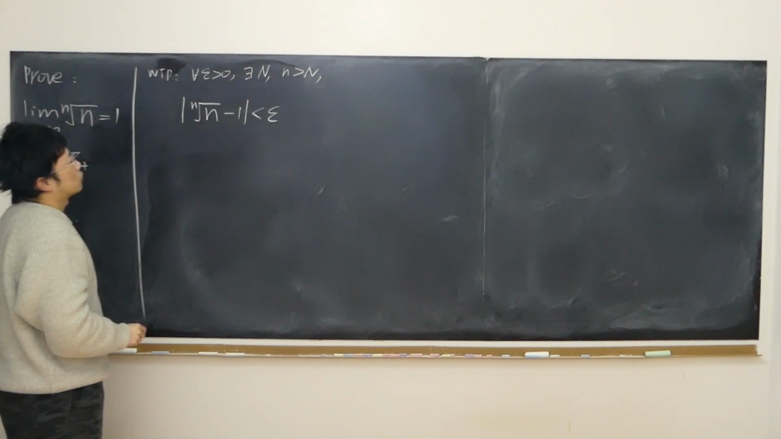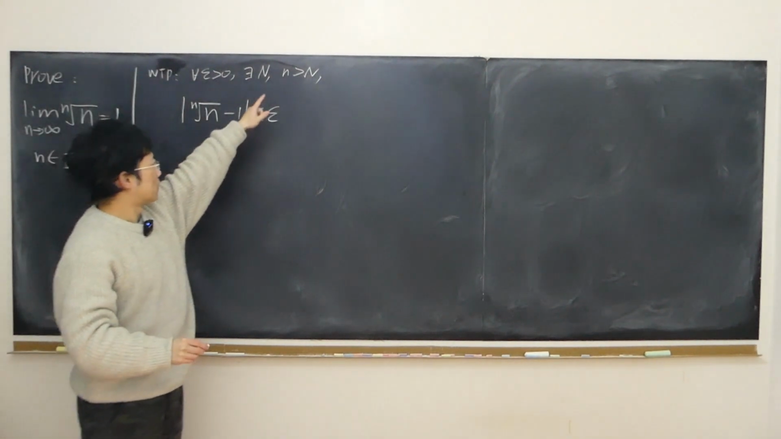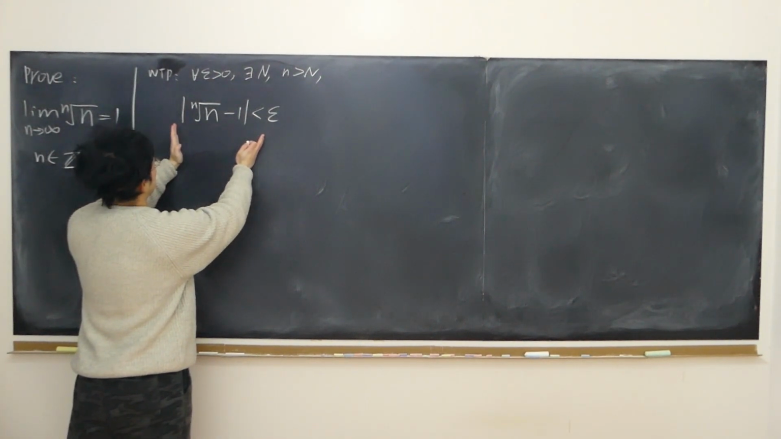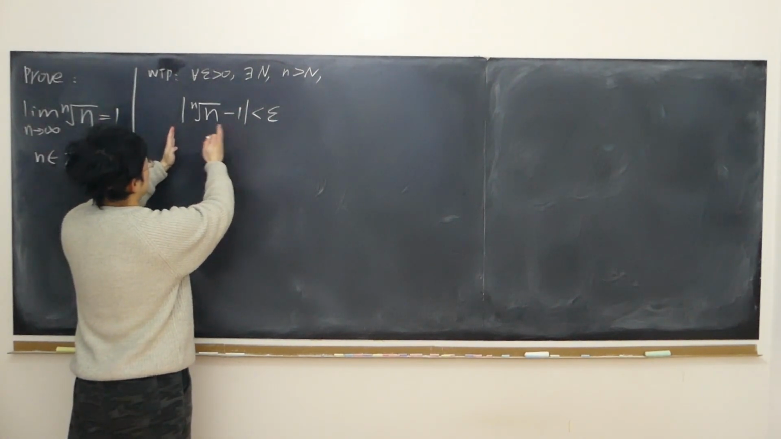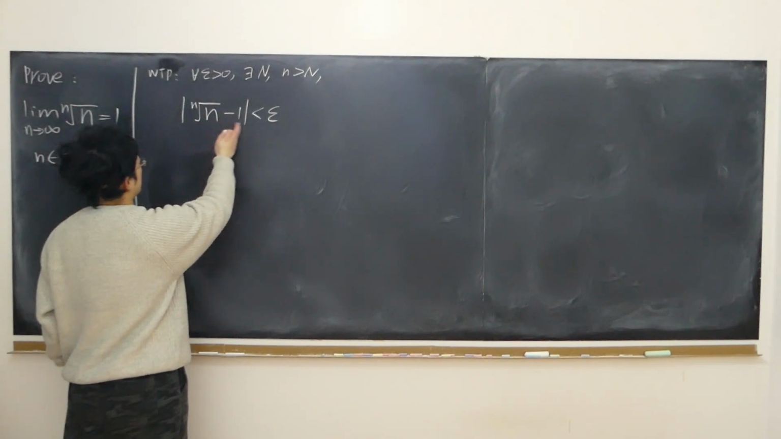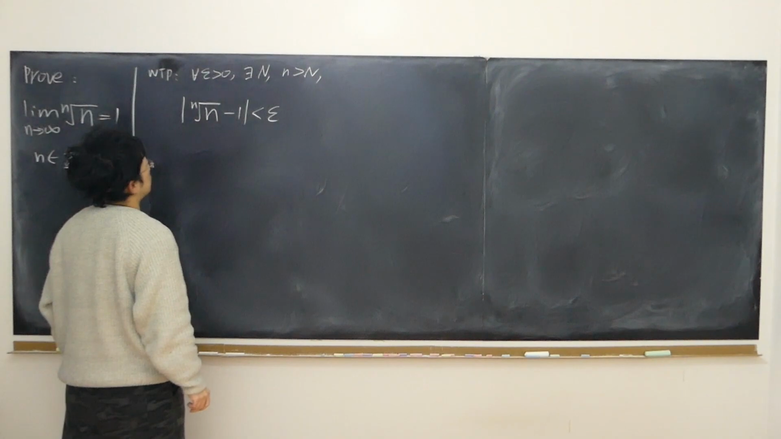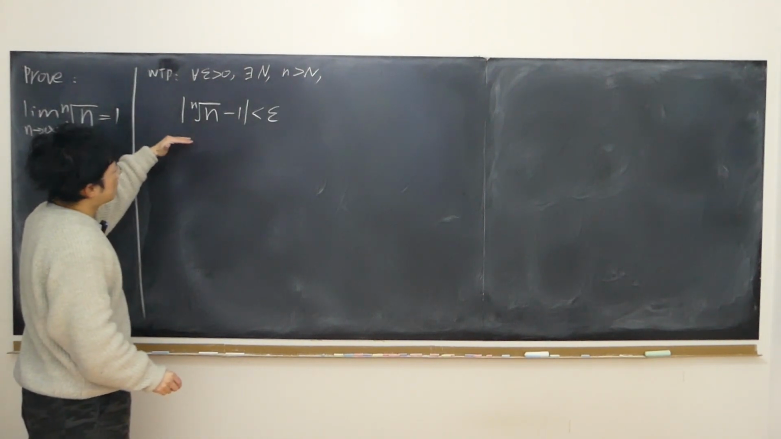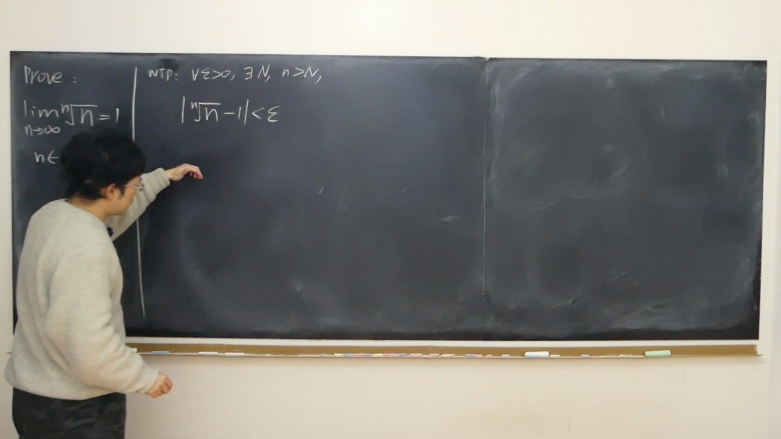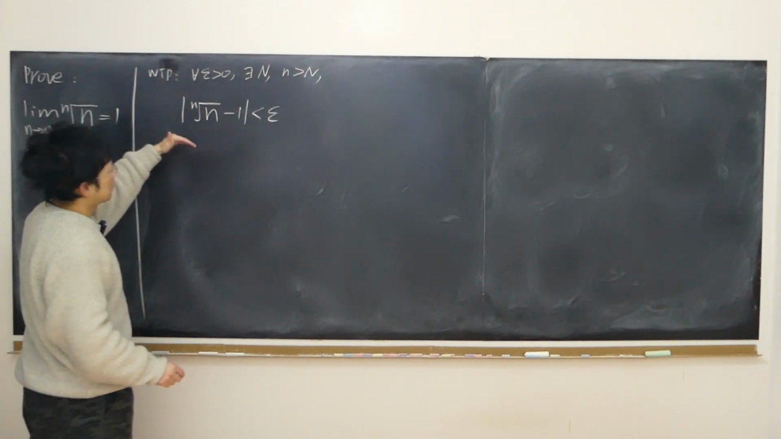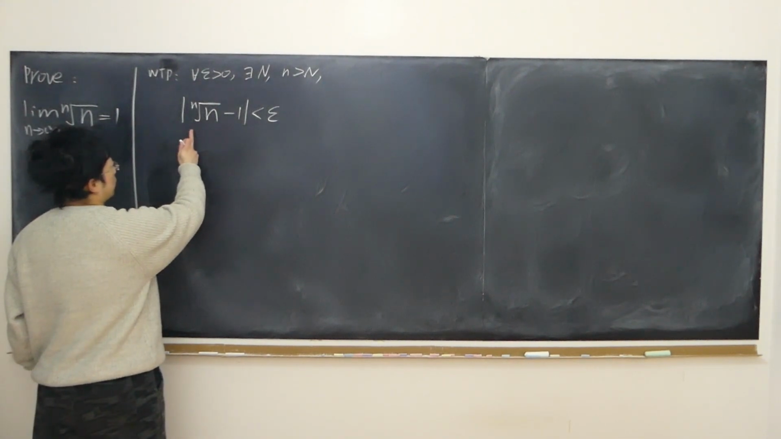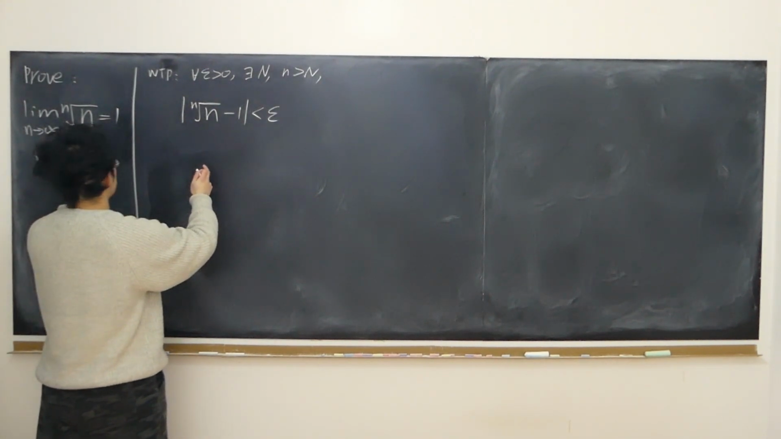In other words, can we show that when little n is large enough, the distance between the sequence and 1 can be small enough? Remember, the absolute value means the distance between 2 points, right? So in other words, the sequence and the 1 can be close enough. So again, we're not going to solve for the inequality just straight away. Again, we're going to use the common technique many times like I used before. We're going to loosen the inequality appropriately.